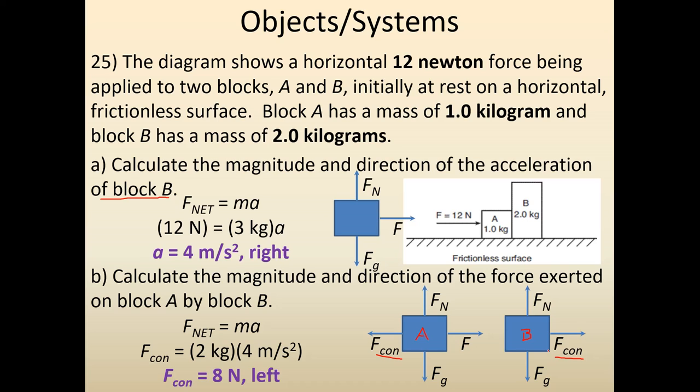Notice that the contact force on B is to the right, but I have to recall that I technically do want the force on A. So I have to switch it and remind myself that the contact force is to the left. You could have done this for block A. It would have been a little bit longer. What you would have had to do was the net force would have been 12 minus the contact force, and that would have been equal to 1 times 4, so it would have been equal to 4. Move some things around, and you would have gotten 12 minus 4 equals the contact force, and that just gets you back to the 8.